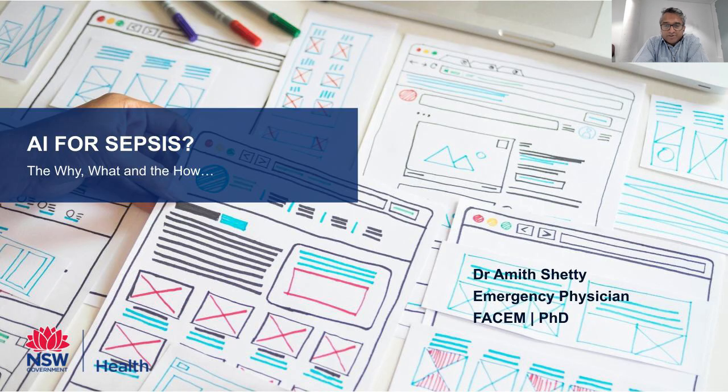My name is Amit Shetty and I'm an emergency physician and a clinical director at the Ministry of Health in New South Wales. Today we're going to discuss why we think artificial intelligence is the way to go ahead for sepsis management and detection. And we'll go through the why, what and the how of this, what we've done in New South Wales, Sydney, Australia.